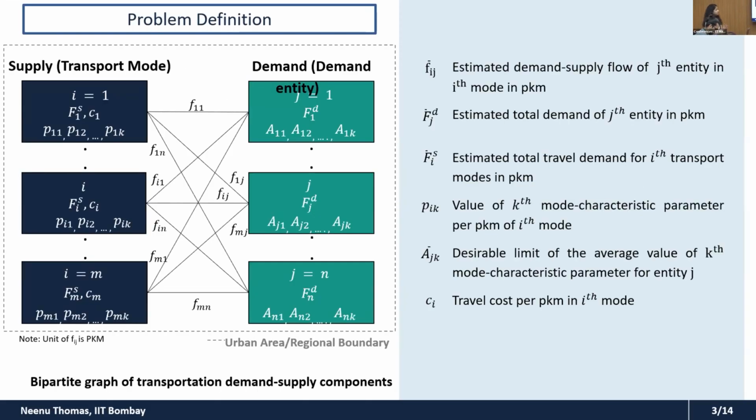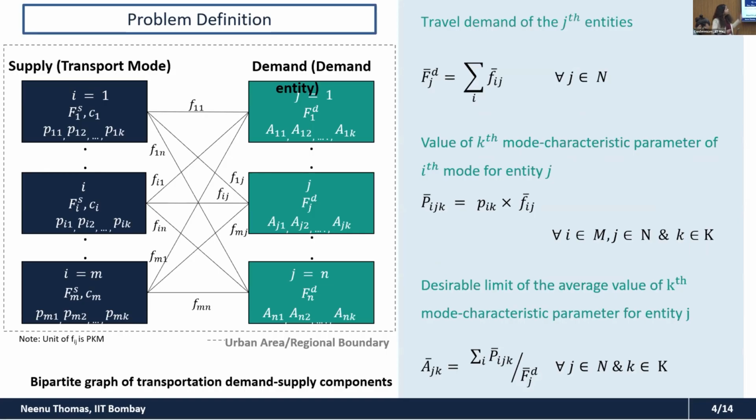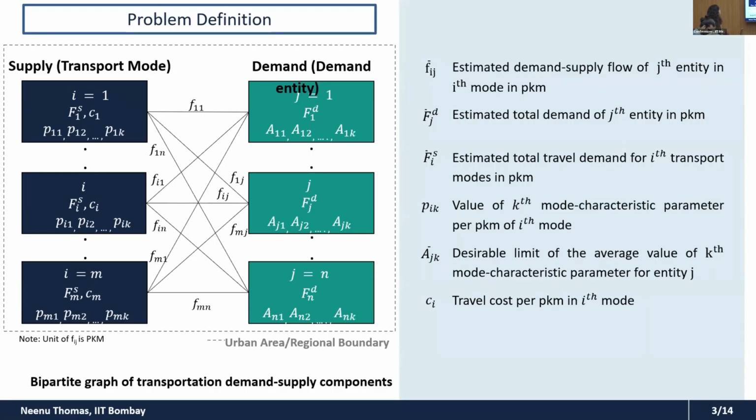Let me just explain the problem first. So if you consider an urban area or a regional boundary, we'll have different types of supply. Let's say auto rickshaws, cars, train, or even walking, bicycle. So we have different types of transport modes, and we have different types of demand entity. Demand entities can be individuals, like we can just consider each individual separately, or maybe we can group them based on a socioeconomic index, or maybe in this case we are looking into the different types of activities, how people are going with that.